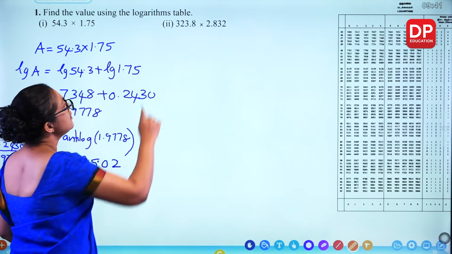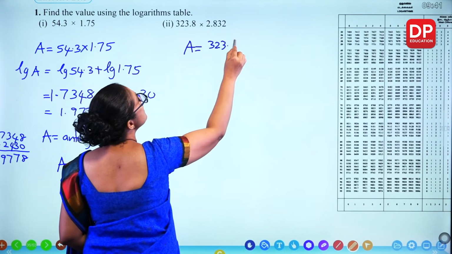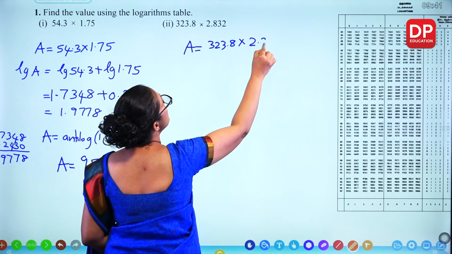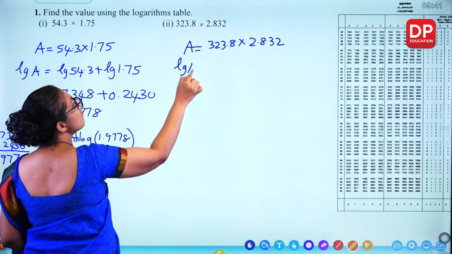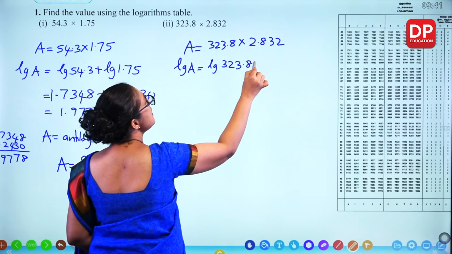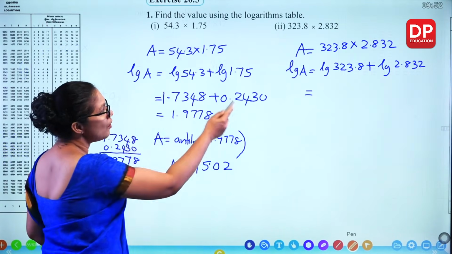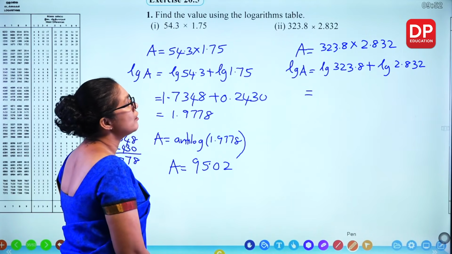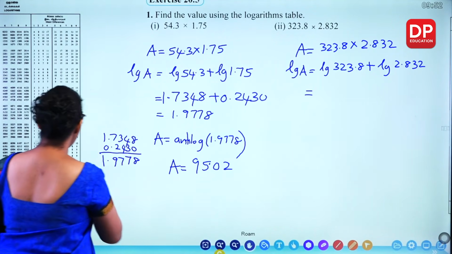Look at the next one. Take this one as A. This is multiplication. Multiplication becomes addition of logarithms. Log of A is LG 323.8 plus LG 2.832. Now we'll look at the log value of 3238.